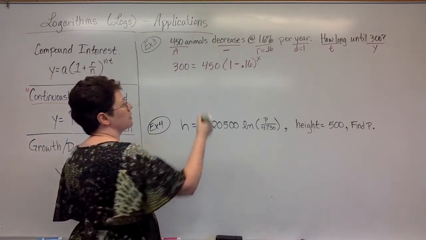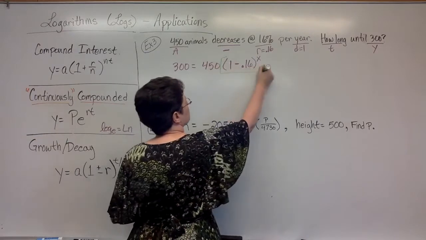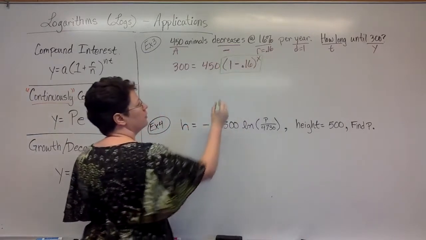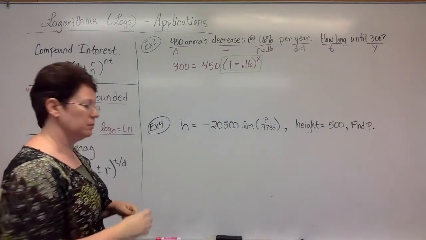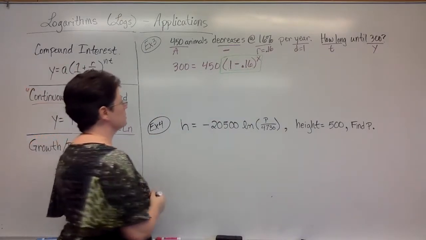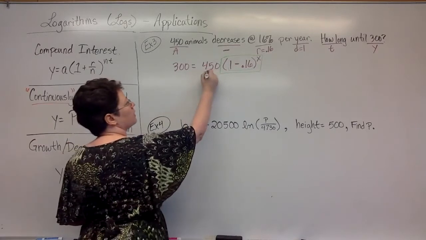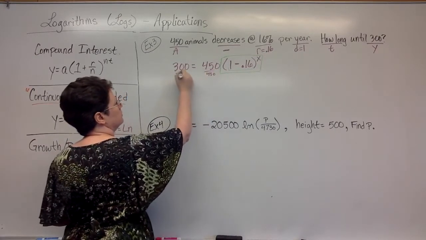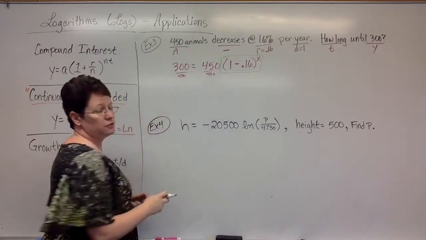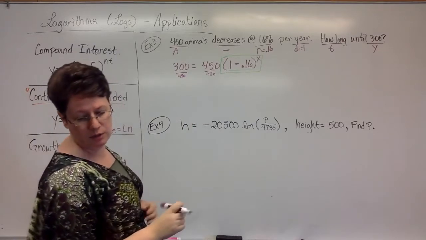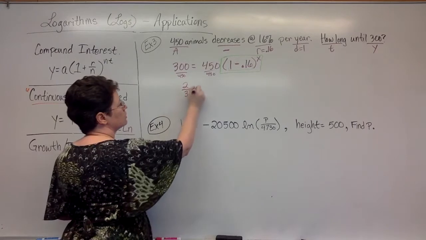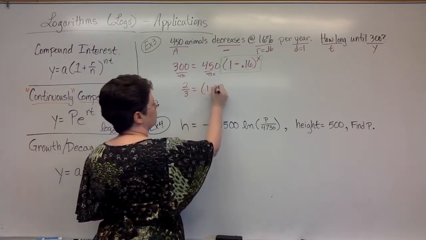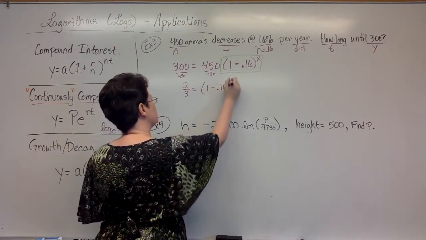Well, there's a couple things I notice. My exponent part needs to be by itself, and we can simplify this stuff in parentheses. One step at a time. We need to divide by the 450, right? I'm going to write it as a fraction. Okay, 300 divided by 450 would be 2/3. So I'm going to have 2/3 equals 1 minus 0.16 to the x power.